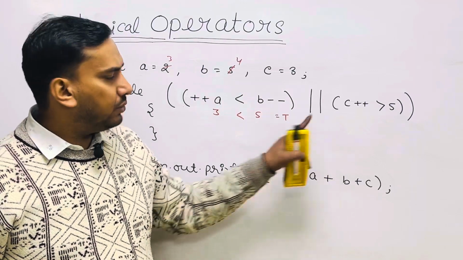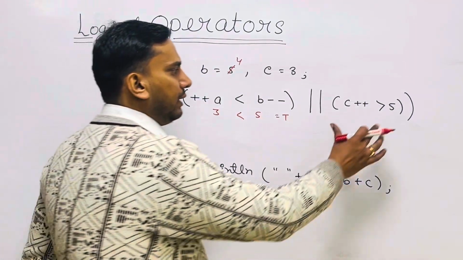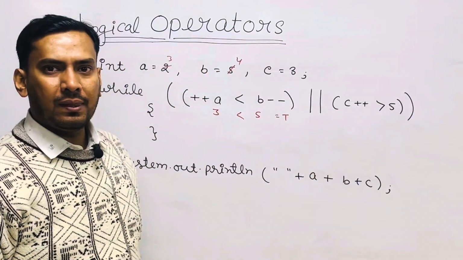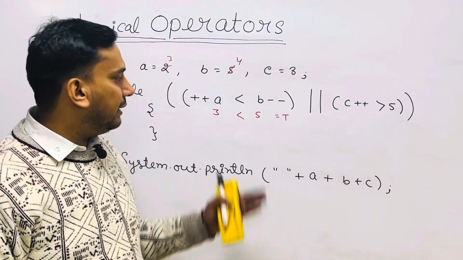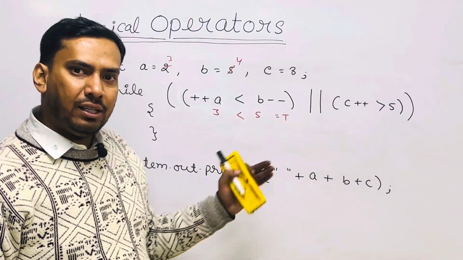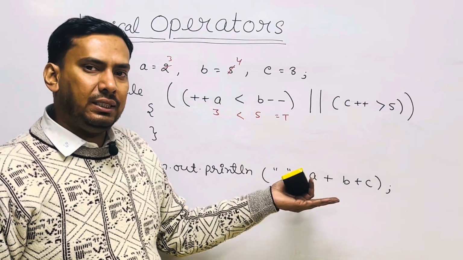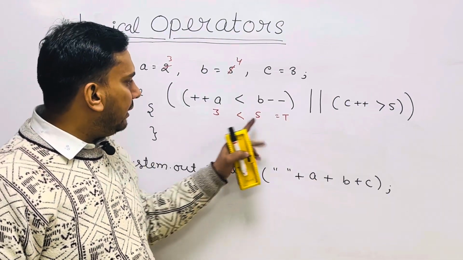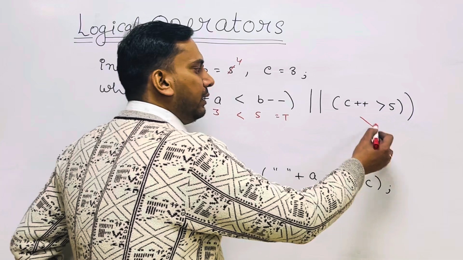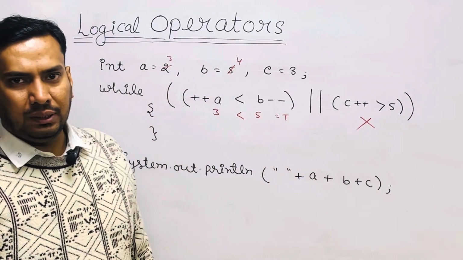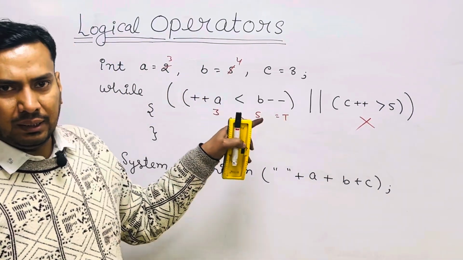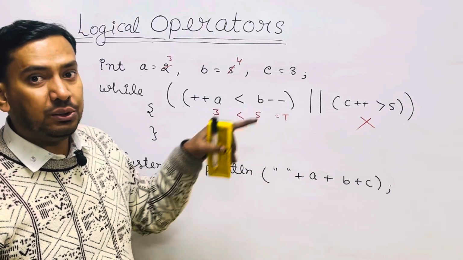If you are using short circuit OR, do you think that this will be executed? It will not be executed because the result is already decided. In the OR operator, if any one of the expressions is true, then the result is already decided. So, it is returning true. So, it will not evaluate this particular part, and the next iteration will run because the condition is true.